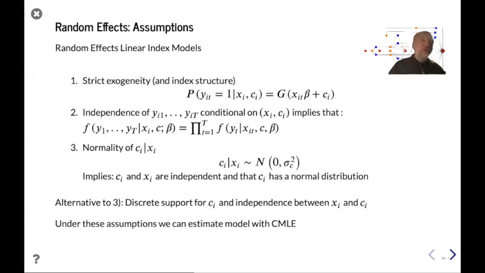Whereas in the fixed effects approach, there's nothing about making assumptions on how c and x are related, so it completely allows for any type of dependence between the unobserved effect and the explanatory variables. Remember, in the first video on binary response models, we ran an OLS regression and a fixed effects regression, and we got very different estimates.